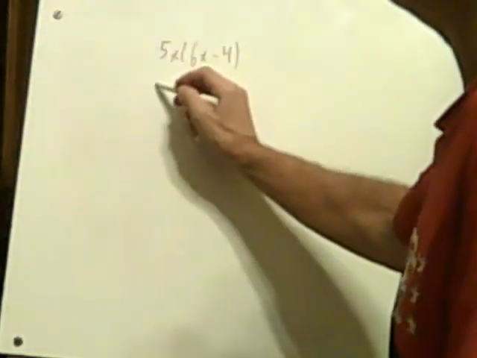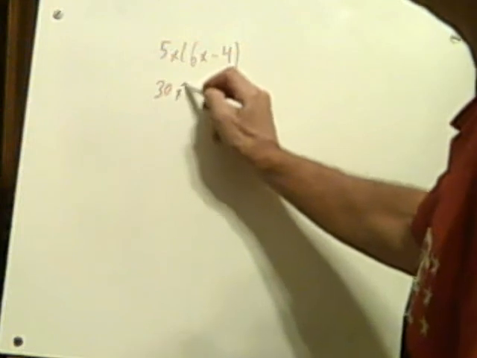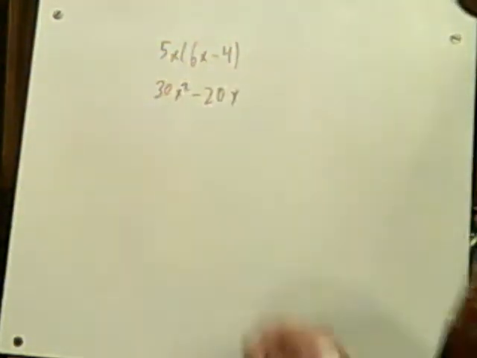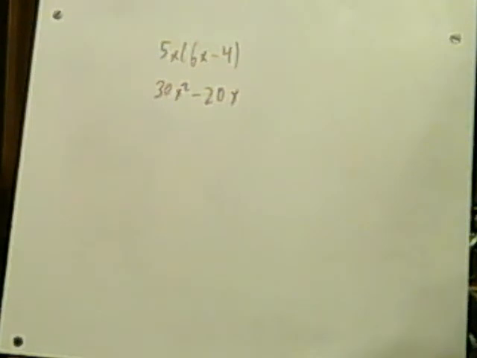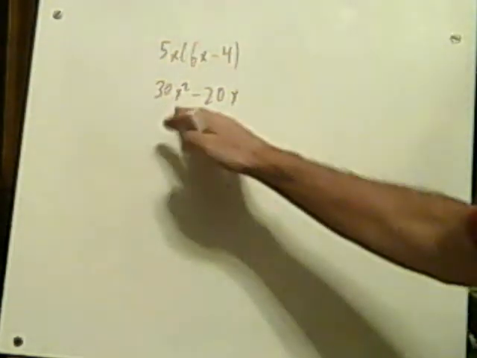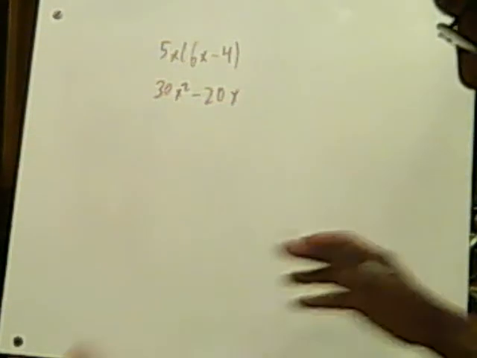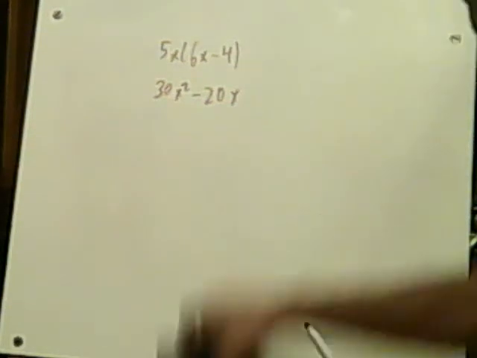Okay, so first you multiply it by the first term. That's going to be 30x squared, minus the second term. That's going to be 20x. Okay, and that's it. We're not going to factor out the 10 or anything else. We're just going to leave it expanded. And you might call this an expanded form.